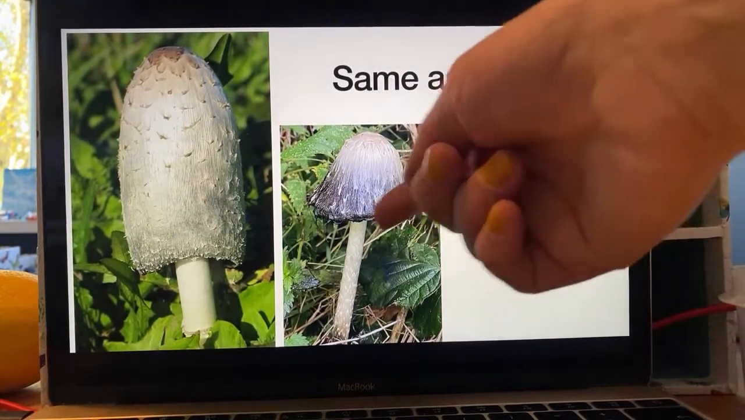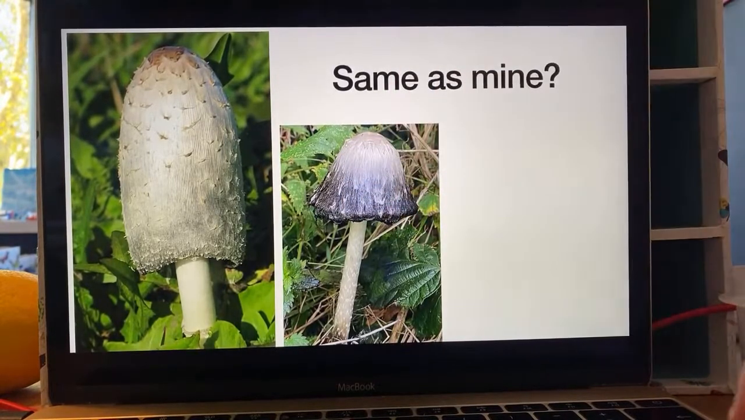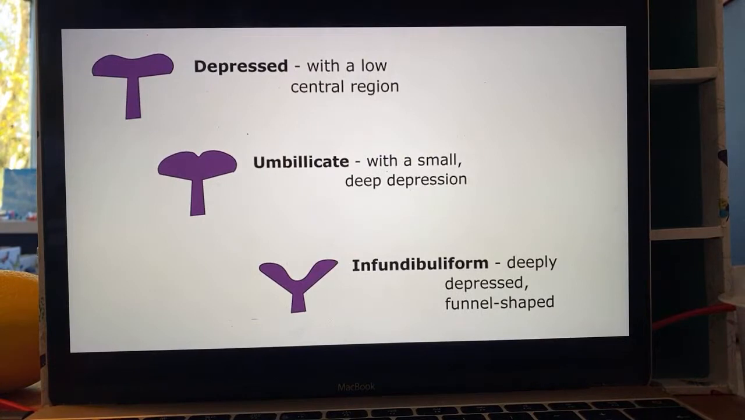And obviously the other way you can tell a shaggy ink cap, because it's so black underneath, is that it just gets blacker and blacker and disintegrates as it gets older. Okay, let's make ourselves a depressed mushroom, and we'll leave it there for the different caps. I'll leave it up to you whether you want to make a depressed mushroom, a small, deeply depressed mushroom, or a really deeply depressed mushroom. I think I'm just going to go slightly depressed for my cap here.